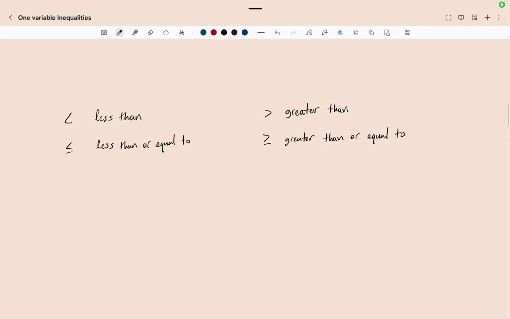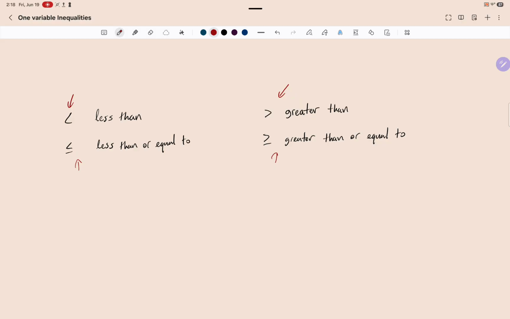Going to talk about single variable inequalities. And before we get started, let's talk about what the inequality symbol is. So here on the screen, for the first one, we see is less than. The other one is less than or equal to. Then this one is greater than, and then finally we have greater than or equal to.